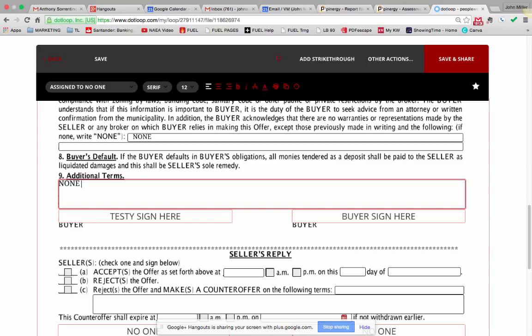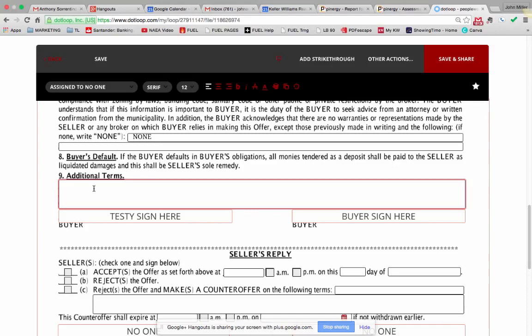But it also depends on what market you're in. If you're in a very strong seller's market, you don't have a lot of leverage to put a lot of things in here, because they may just tell you to go jump in the lake. But if you are in a very strong buyer's market, you could list a whole bunch of things in here and do whatever you want.